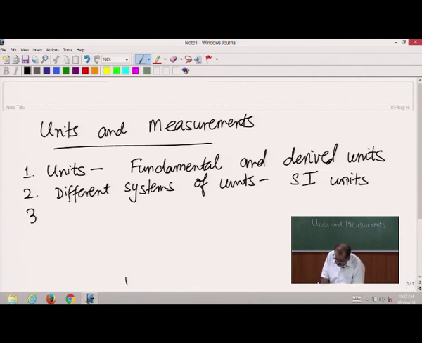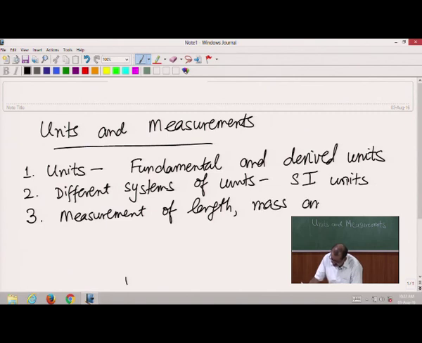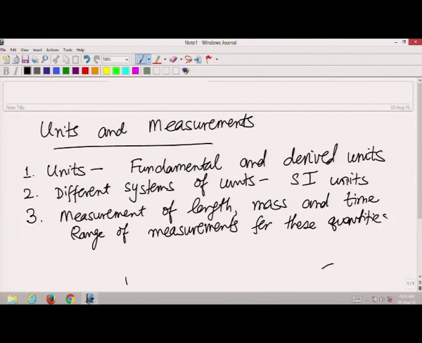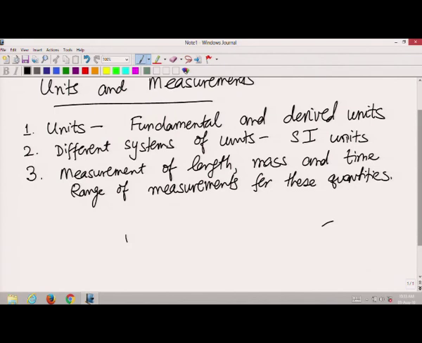And after that, in the remaining time, we will study measurement of length, mass and time, and we will also look at the range of measurements for these quantities. So, let us start now.